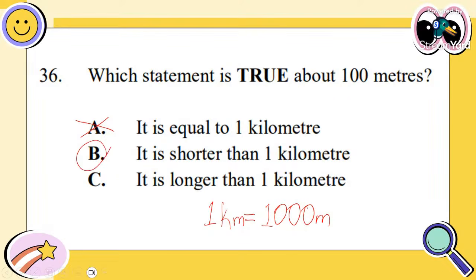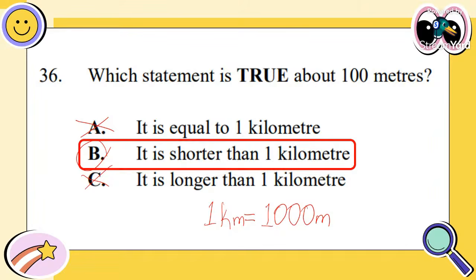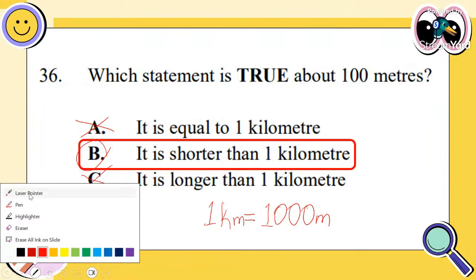Well, let's look at C before we move on. 100 meter is longer than 1 kilometer. You already see that is wrong, because 1,000 meter makes 1 kilometer. So if your answer is B, it is shorter than 1 kilometer, then you are correct. All right, good job.